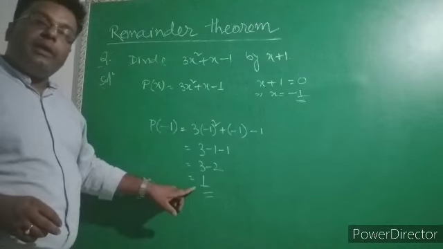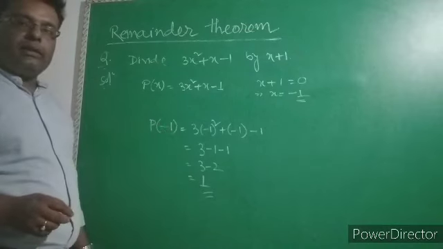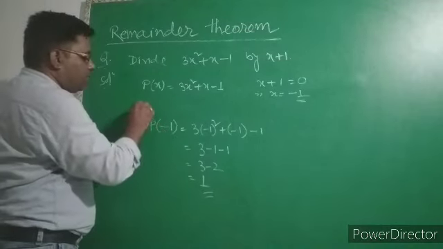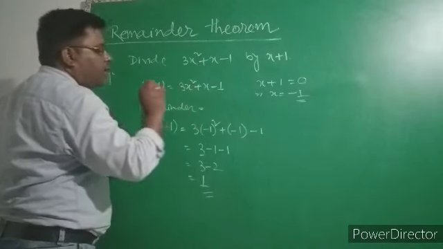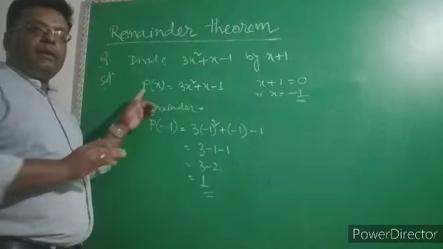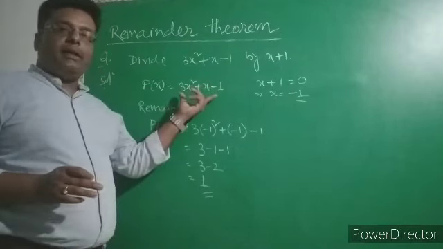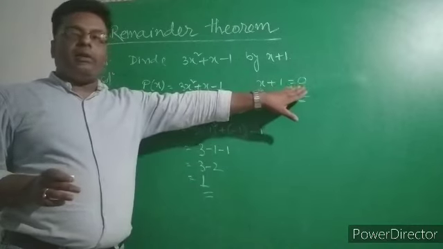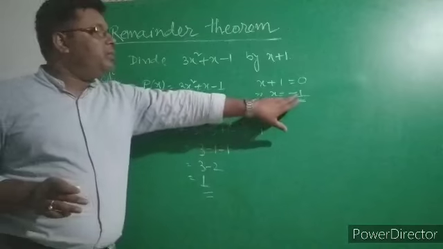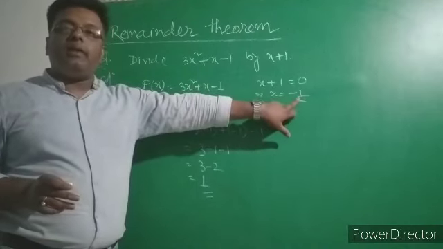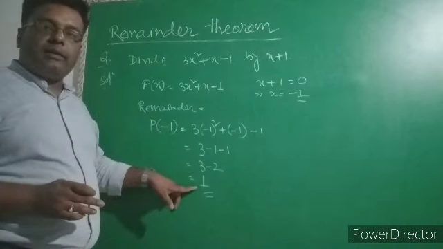That means without the long division, we can find the remainder here. So you can write directly: remainder is equal to, first we have to take the given polynomial or dividend as p(x). Divisor is equal to 0, that is we have to find the zero of the divisor. Now if we put this zero of the divisor in place of x, we get the remainder here.